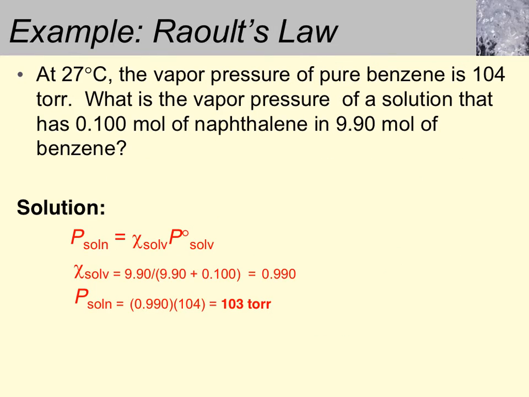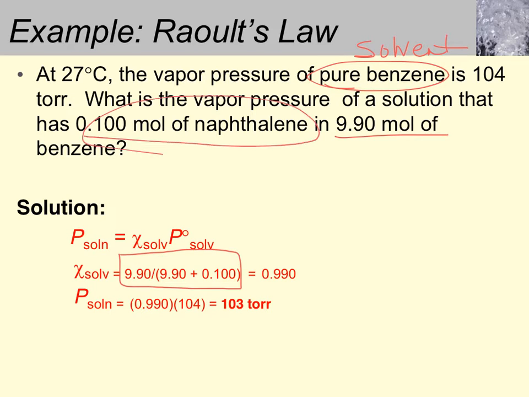So plugging in the values, this is the calculation for mole fraction. You have to determine what's the solute and what's the solvent. Pure benzene, that's the solvent, and naphthalene is the solute. So the mole fraction of the solvent, 9.9. The total moles is 9.9 plus 0.1 solute. So here's the mole fraction, plugging that into Raoult's law.